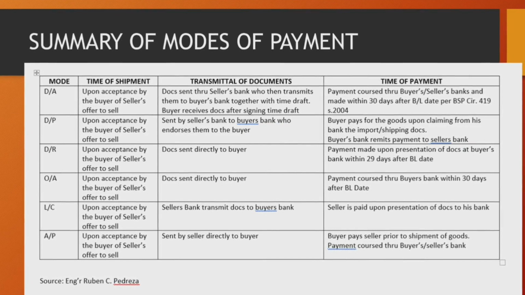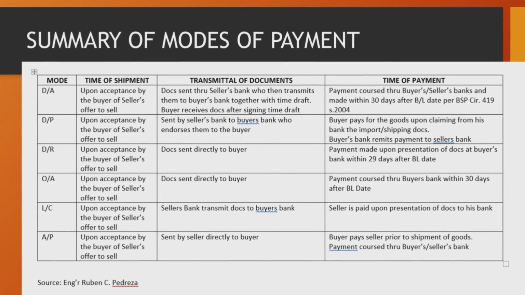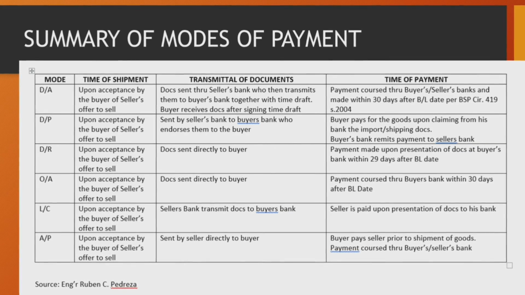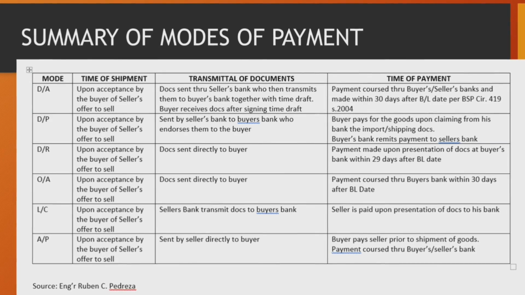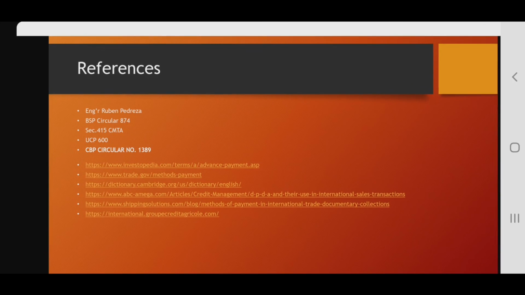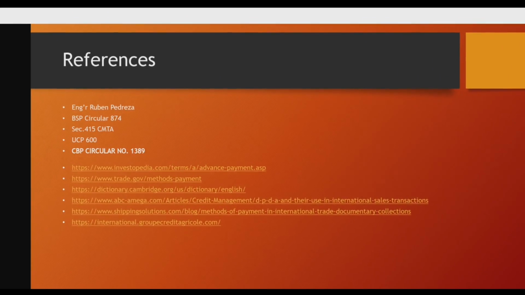In AP, transmittal of documents is sent directly by the seller to the buyer. The time of payment in AP is when the buyer pays the seller prior to shipment of goods, with payment coursed through the buyer's or the seller's bank. So those are your modes of payment for imports.